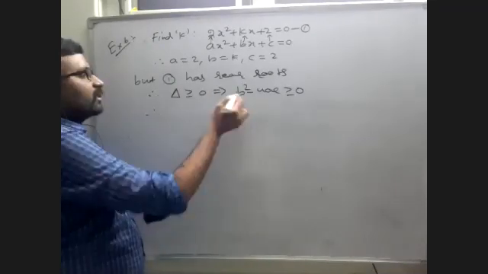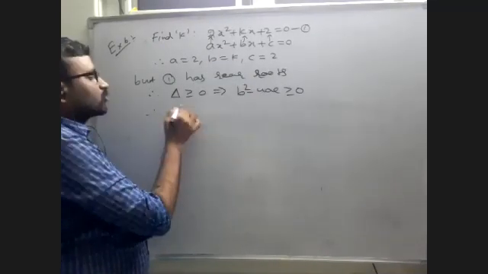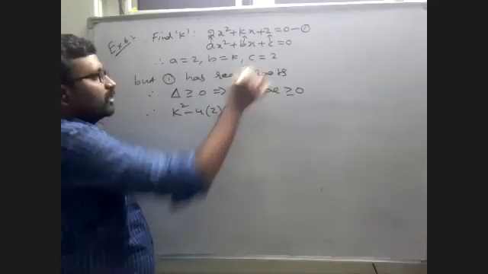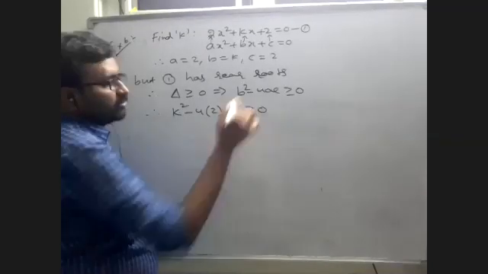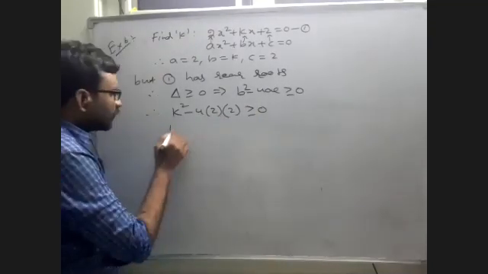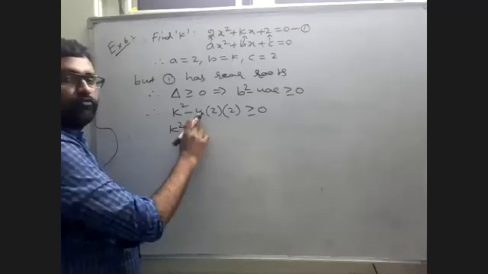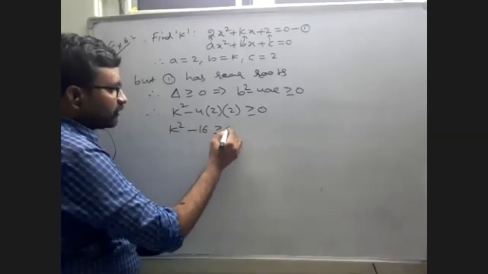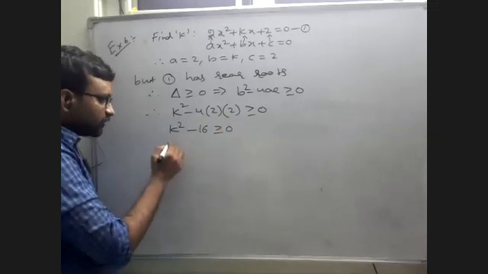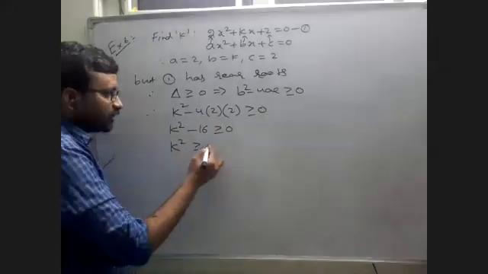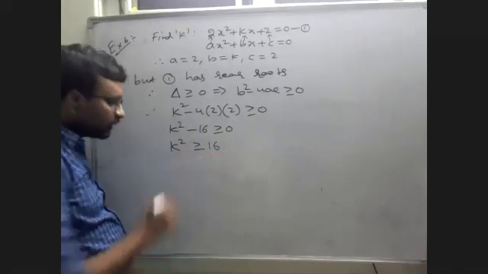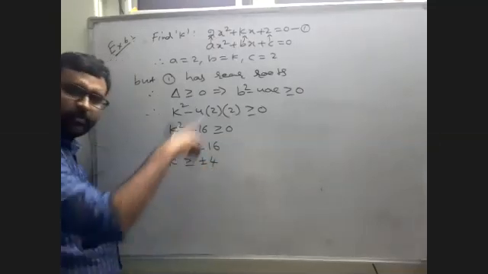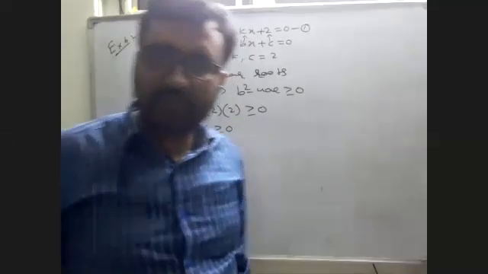So what is the value of b? k square minus 4 into what is a? 2, into what is c? Again 2, greater than or equal to 0. Now k square minus 4 into 2 into 2, that is 16. Minus 16 greater than or equal to 0. Taking 16 to that side, k square is greater than or equal to 16. Then k is greater than or equal to plus or minus 4. Why? Because you got root 16, and root 16 will be plus or minus 4.